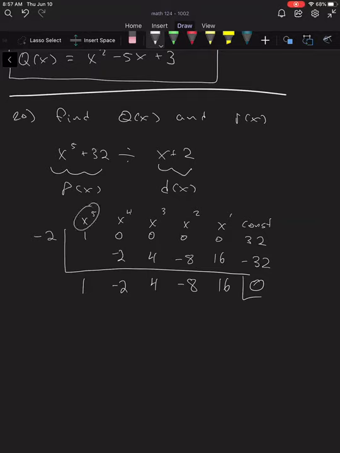So we start with an x to the 5. So that must mean this is going to be x to the 4, then x to the 3, x to the 2, x to the 1, and our constant. So our r of x is 0. And our q of x, remember r of x is always the thing in the very end. Q of x, so we have 1x to the 4th minus 2x cubed plus 4x squared minus 8x, and then plus 16.